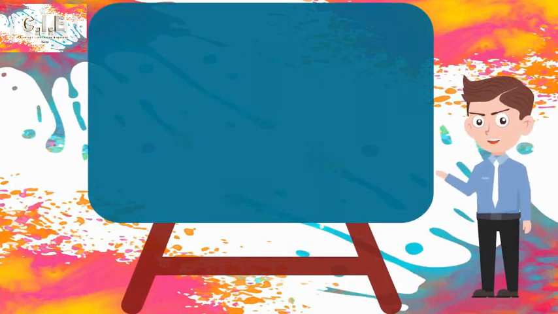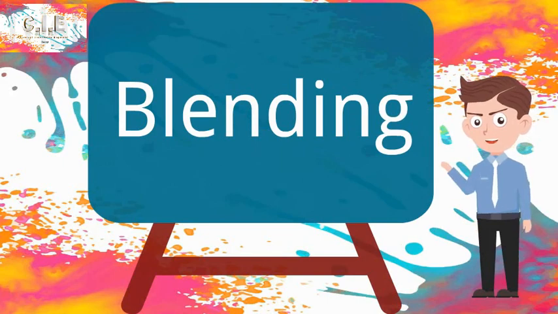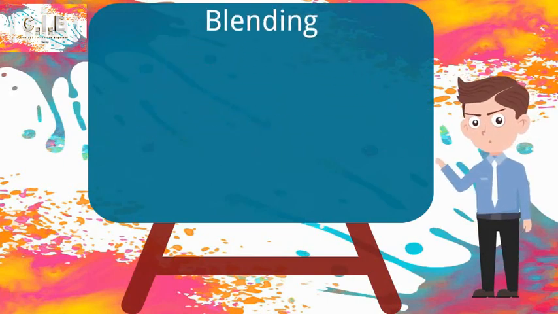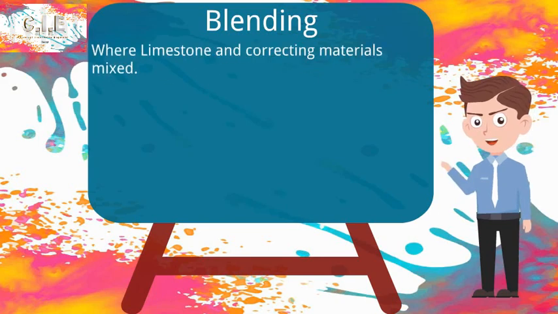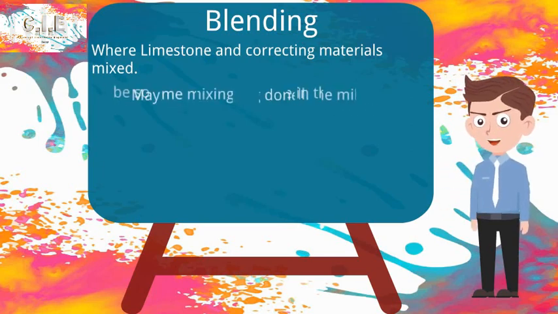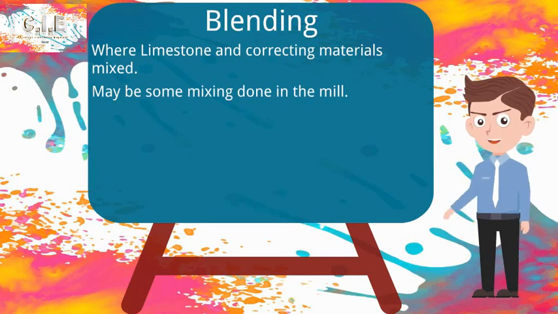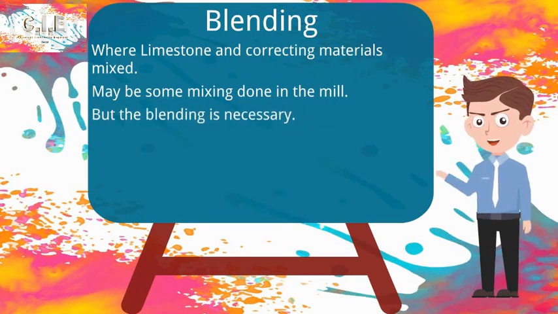After milling and separation, the next step is blending. To produce clinker with the required composition, limestone and correcting materials like clay and iron ore, for example, should be mixed. Some mixing may happen in raw mills, but it's not enough. So we should make a separate blending operation.